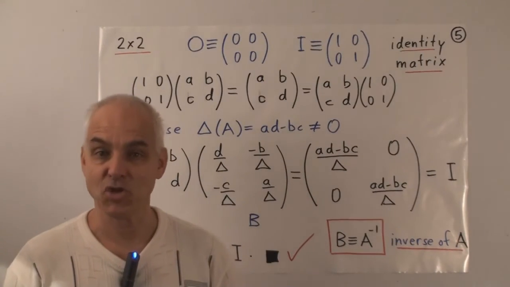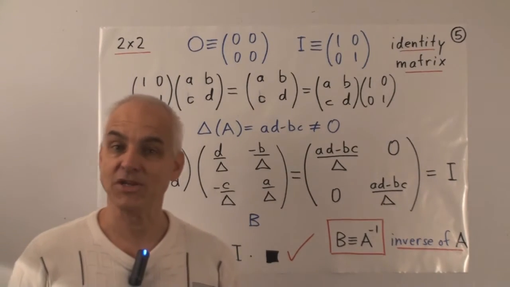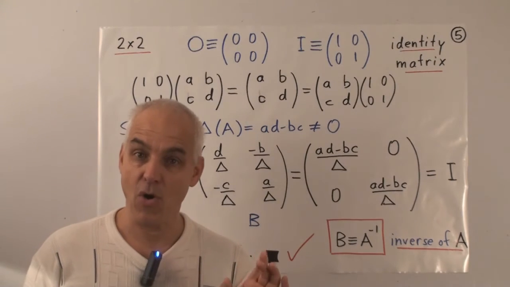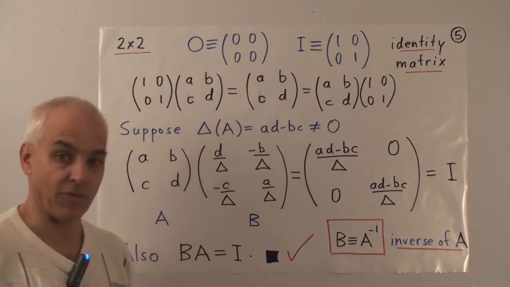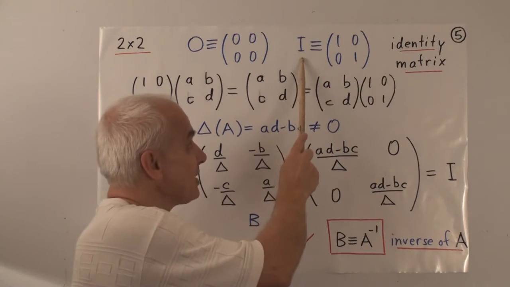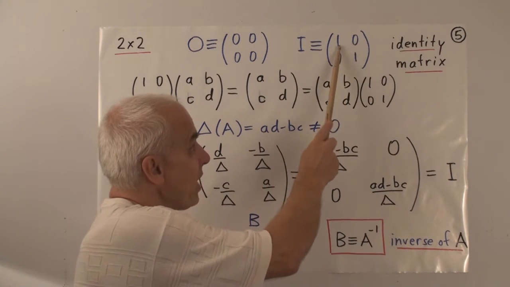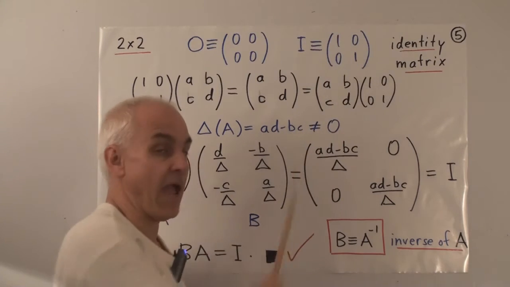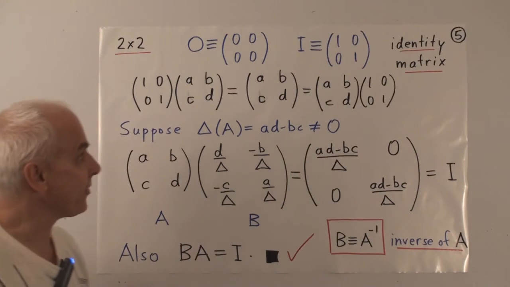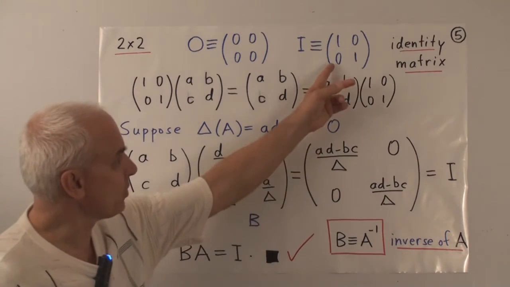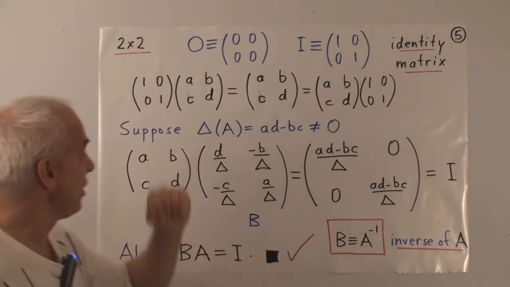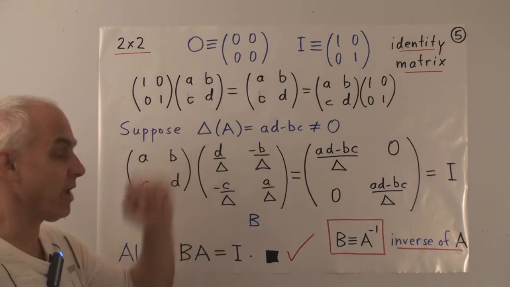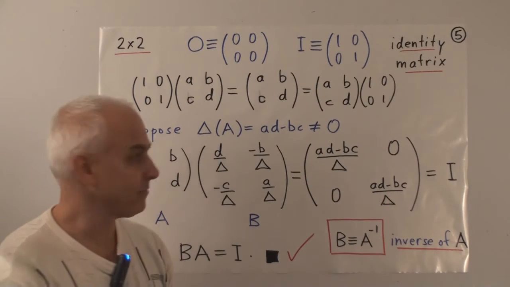Now let's have a look at the 2-by-2 case. First, we need to introduce the matrices O and I. The 0 matrix is just the matrix with all zeros. However, the identity matrix has this particular form, 1, 0, 0, 1. Ones on the diagonal and zeros everywhere else. We have to make sure that that actually satisfies the crucial property of the identity matrix. So if you take the identity matrix and you multiply by any other matrix, what do you get?